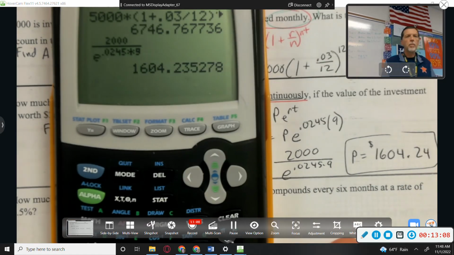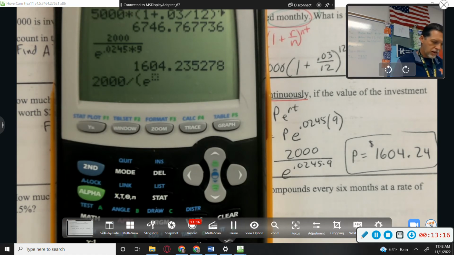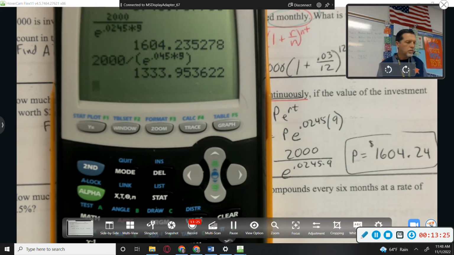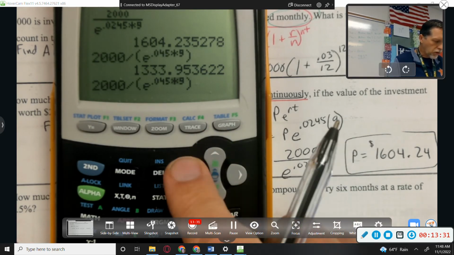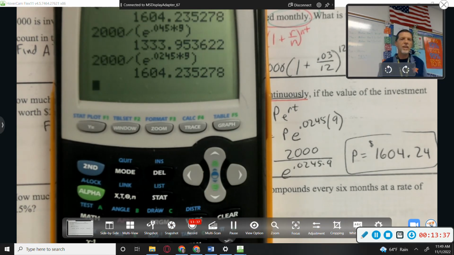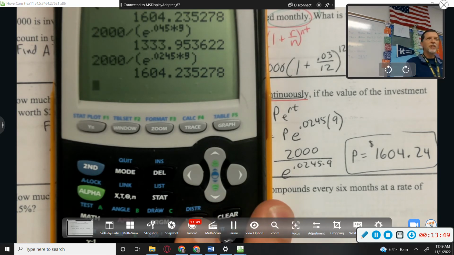You can also just do 2,000 divided and then parentheses e to the. For sure. Just be careful when you're dividing. Make sure you're dividing by the right stuff. That's why the fraction bar is sometimes easier to see what's going on. Uh-oh. What did I? Oh, I put the wrong thing in there. 0.0245. There we go. That's the same now. So, fraction bar if you like. You don't have to. Just be careful either way. Do you know where to find the fraction bar? Okay.